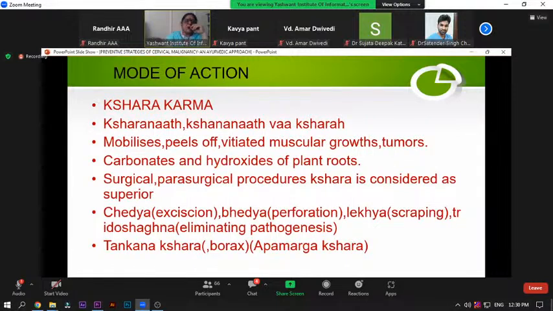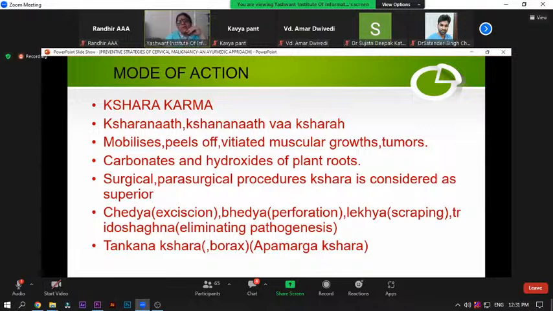Mode of action of Kshara Karma: how will it act, when we are giving it as a local application? Most commonly we use Tuttha Kshara for the local application or for the cauterization effect. Kshara mobilizes peels of vitiated muscular growths and tumors, and it is basically the carbonates and hydroxides of the plant roots. In surgical and parasurgical procedures, Kshara is considered superior. It does the action of Chedya, excision, Bhedya, perforation, and Lekhya, scraping, and has Doshaghna property, that is, eliminating the pathogenesis.